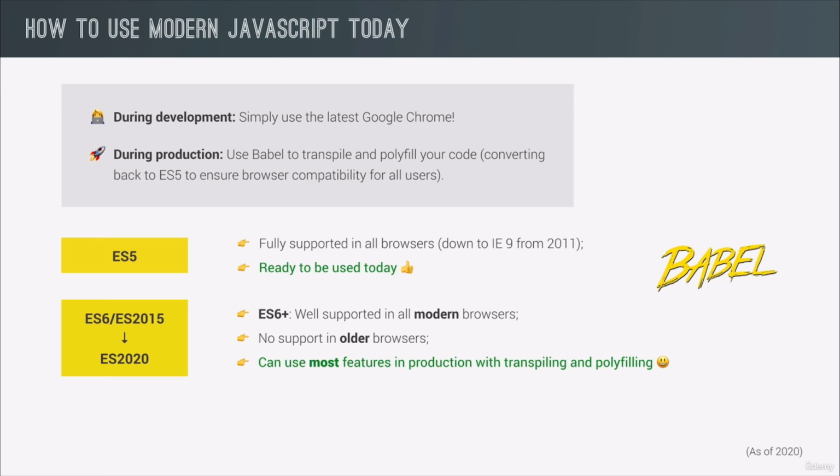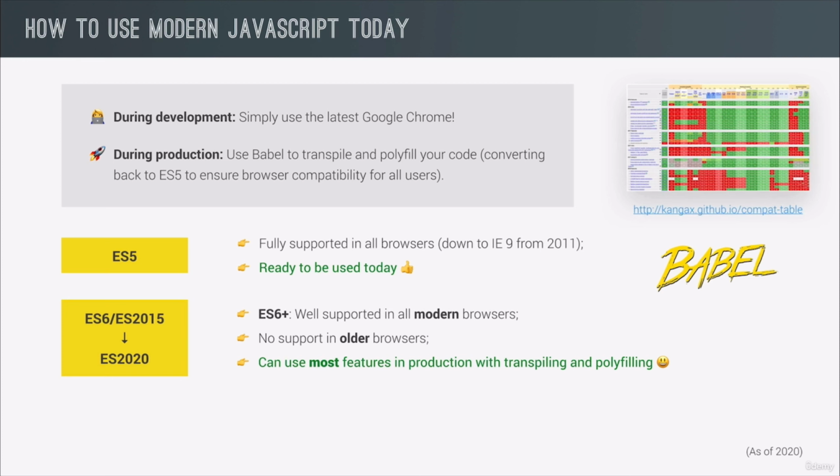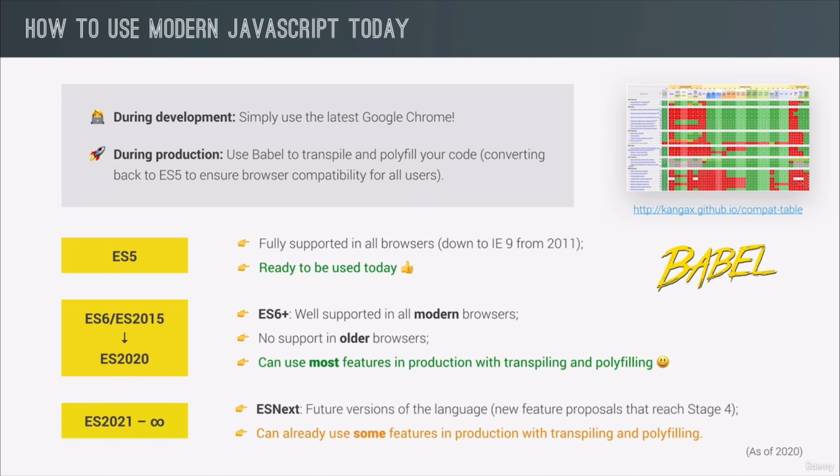And by the way, if you want to stay up to date with what features are currently supported in which browser, you can check out the ES6 compatibility table. It's really interesting. The link is actually on my resources page on jonas.io. Next, there are also the future releases of the language, like ES 2021, ES 2022, and so on. And these future releases together are many times called ES Next.